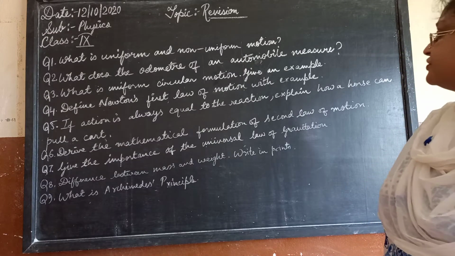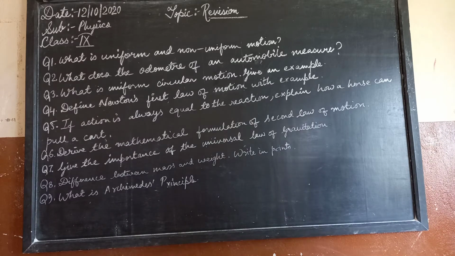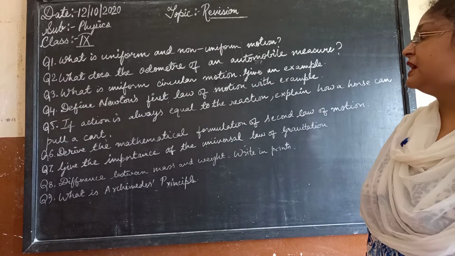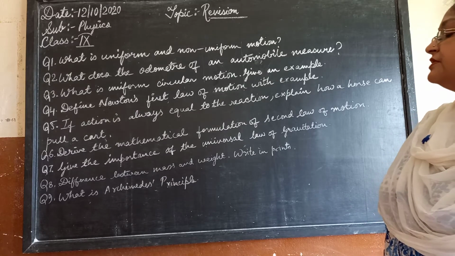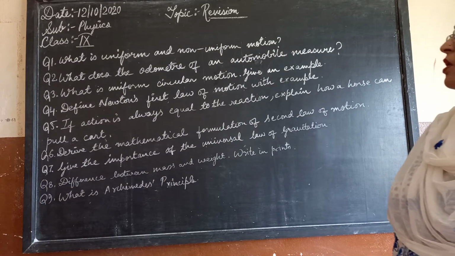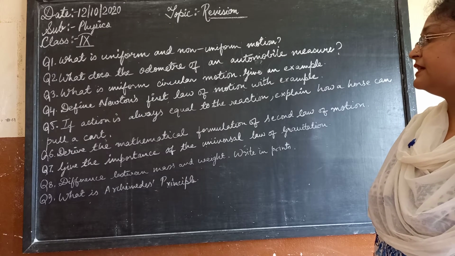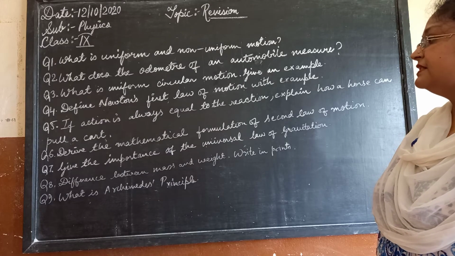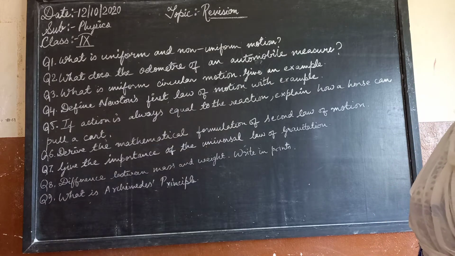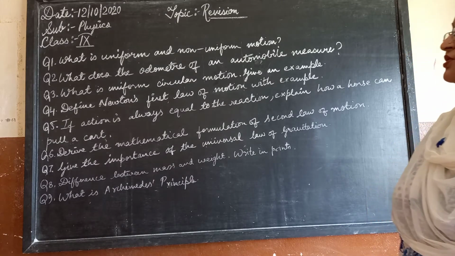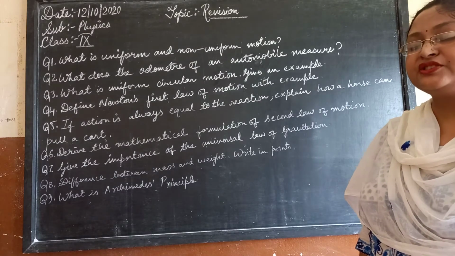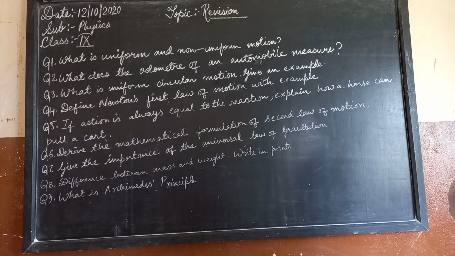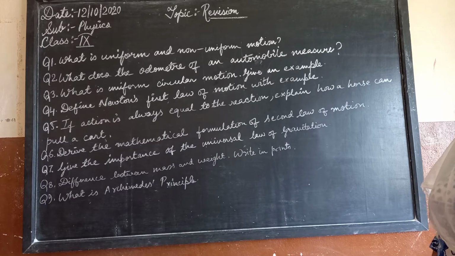If action is always equal to reaction, explain how a horse can pull the cart. The horse is pulling the cart in the forward direction, and the horse's feet get an opposite force from the ground, which helps it move forward. With the help of this action-reaction pair, the horse is pulling the cart in the forward direction. That is the action and reaction pair.